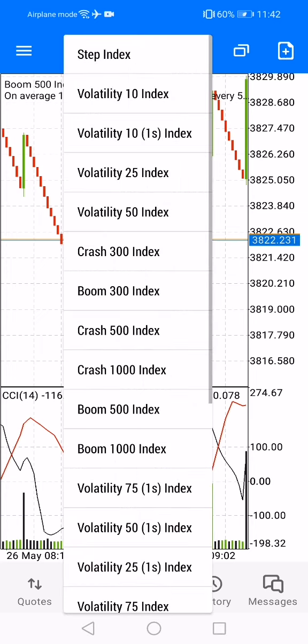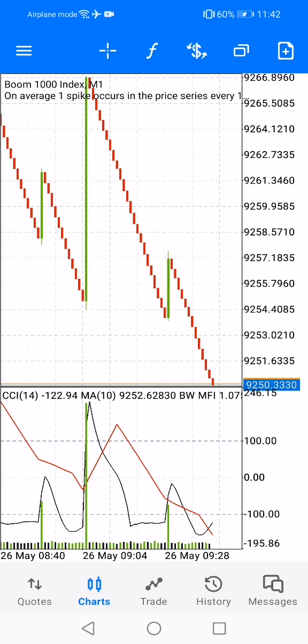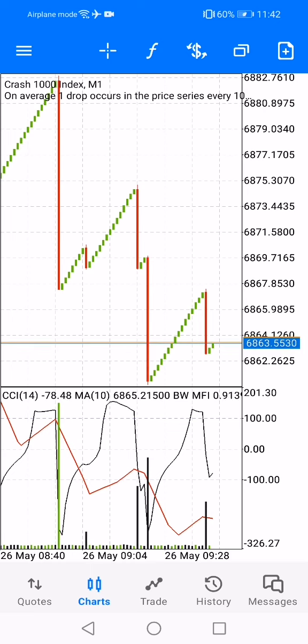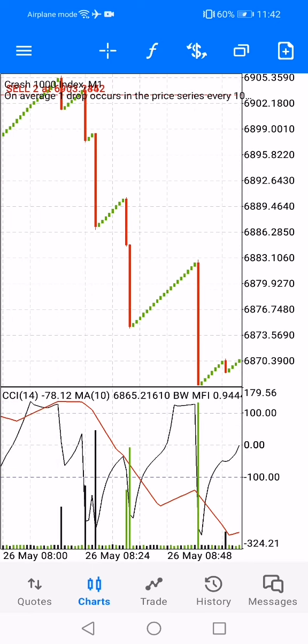Okay, let's go to the one that I'm currently in. Okay, I'm on Crash 1000. Let's go to Crash 1000. This is the position that I opened just a while ago.